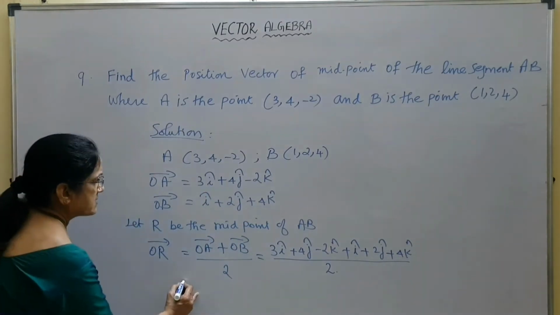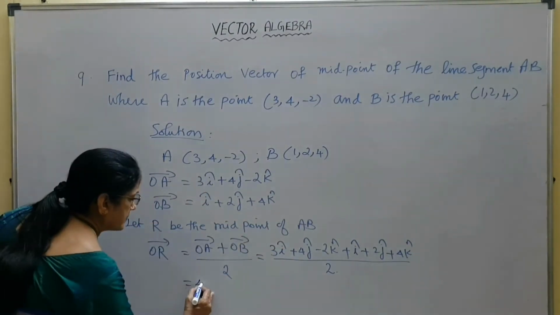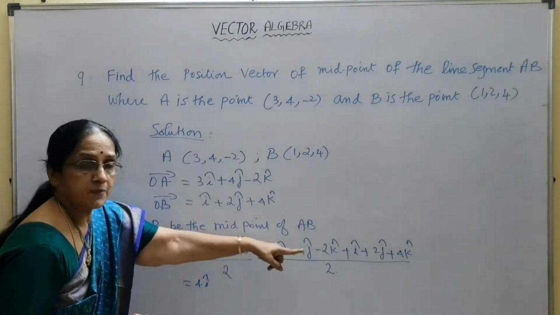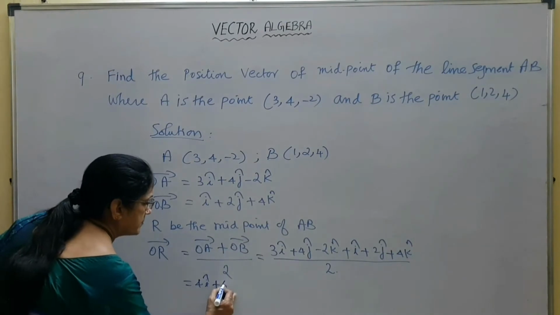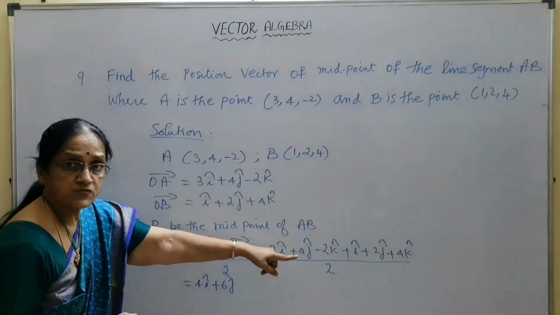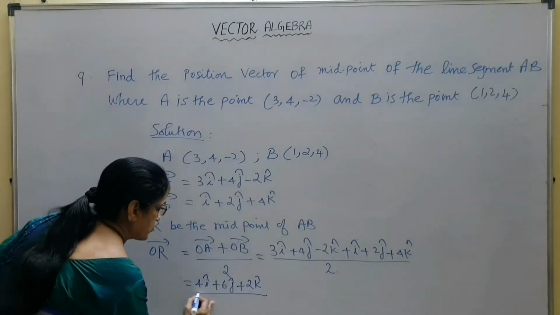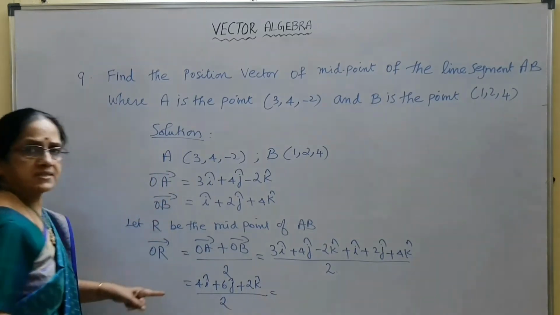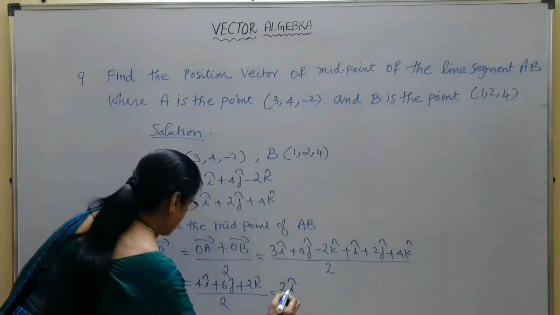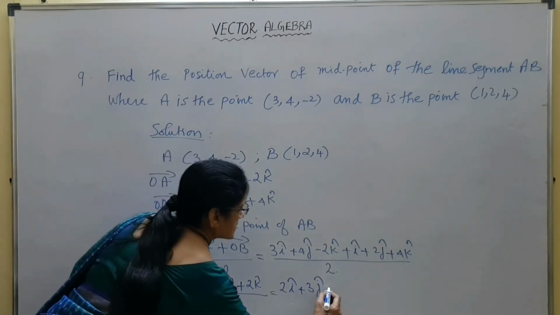Let us simplify this. 3i cap plus i cap is going to be 4i cap. 4j cap plus 2j cap is going to be 6j cap. Minus 2k cap plus 4k cap is plus 2k cap, by 2. When I simplify this further, I will be getting 2i cap plus 3j cap plus k cap.